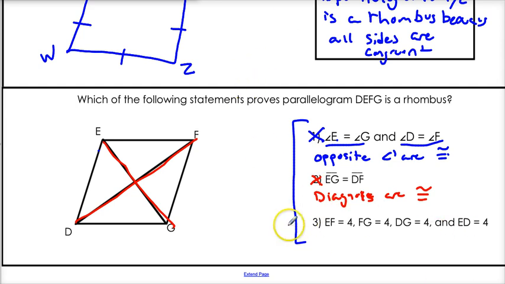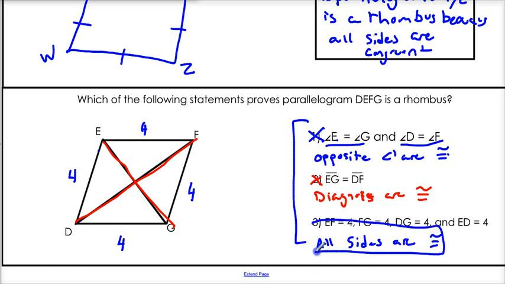And let's try this last one. EF is equal to 4, FG is equal to 4, DG is equal to 4, and ED is equal to 4. And what this tells me is that all sides are congruent. And this is one of the properties of a rhombus, that all sides are congruent, so the answer is 3. This proves that the parallelogram is a rhombus because we know that all of these are congruent.